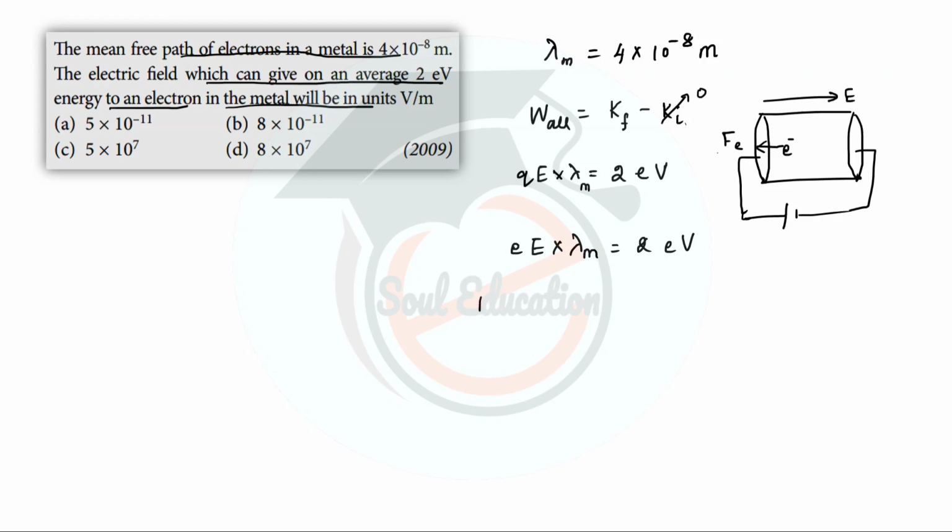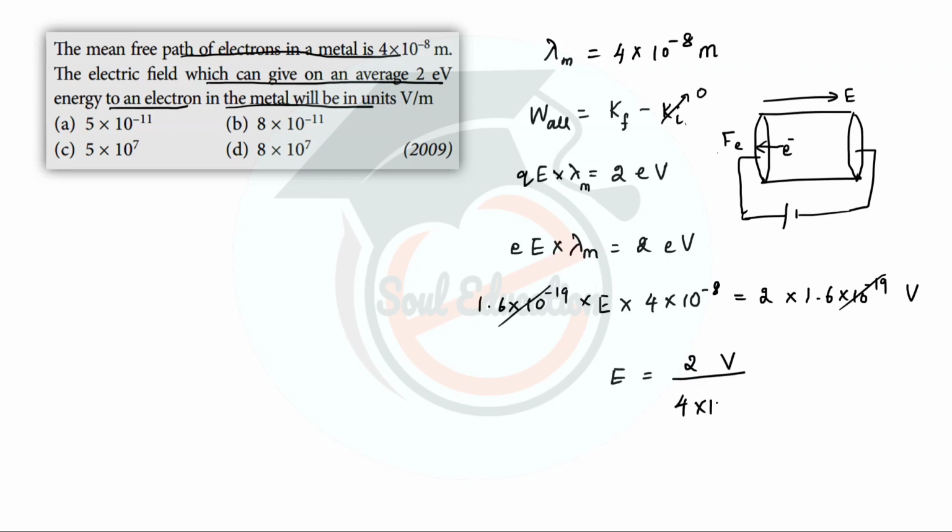Now what is the charge of the electron? 1.6 into 10 to the power of minus 19, into the electric field value, which I need to find, into lambda m, which is 4 into 10 to the power of minus 8, equal to 2 into 1 electron volt, which is 1.6 into 10 to the power of minus 19 joule. Only the E value needs to be substituted. So on both sides 1.6 into 10 to the power of minus 19 cancels. The remaining is E equal to 2 volt upon 4 into 10 to the power of minus 8 meter. So volt per meter is the unit of electric field.